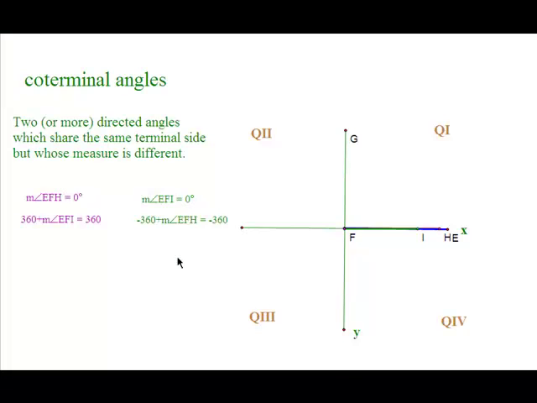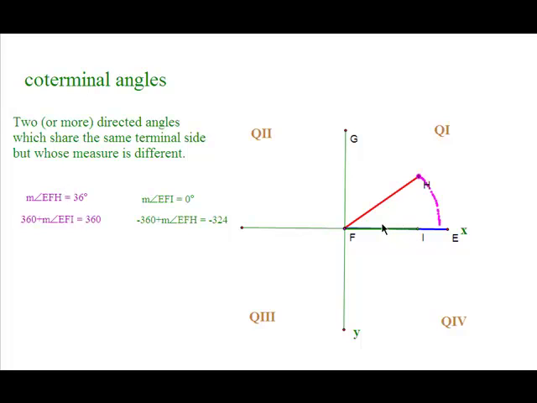The purpose of this video is to explore a little bit further the concept of coterminal angles. Let's imagine that we have a positive angle, EFH, that has a measurement of 36 degrees. We learned in previous videos what we can do to get a positive angle that is coterminal to this one.